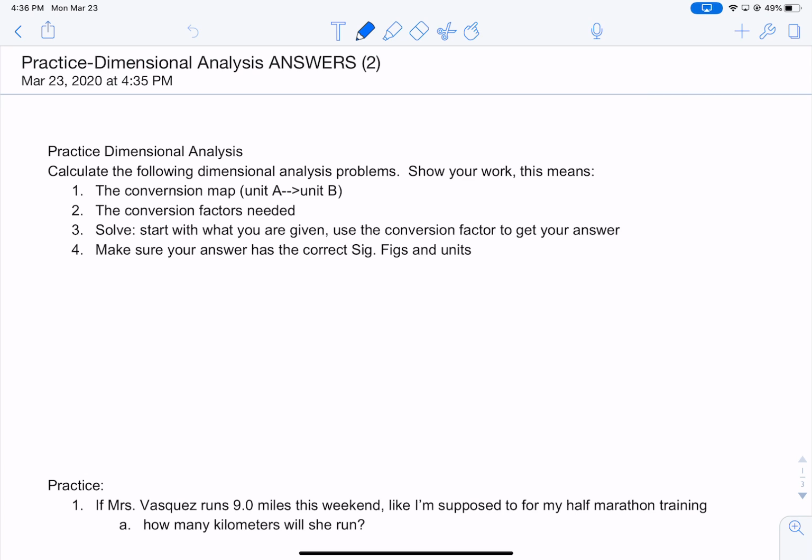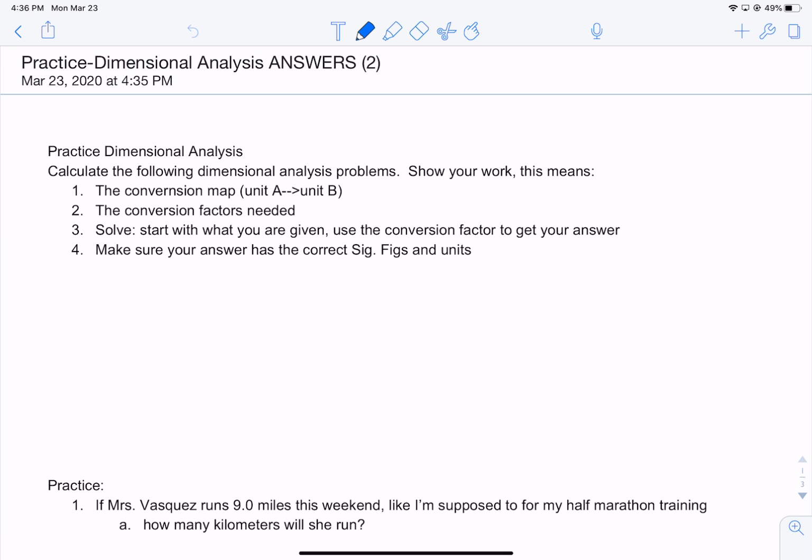So I'm going to show you how to answer these practice problems for dimensional analysis. I'm going to do it in short videos because otherwise I think it's making my computer crash. All right, so practicing on dimensional analysis, you need to calculate the following dimensional analysis problems. Show your work. This means a conversion map, which I'll show you, conversion factors needed, so I'll show you how to lay that out. And then you're going to have to solve.